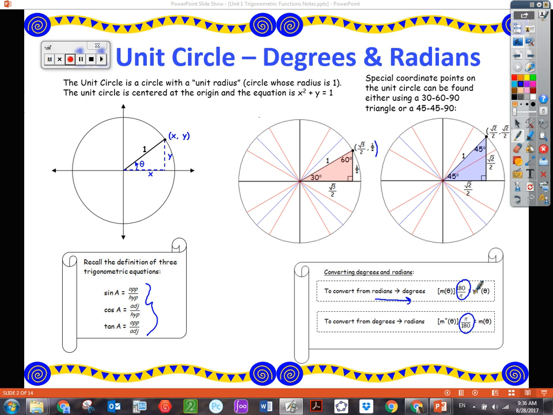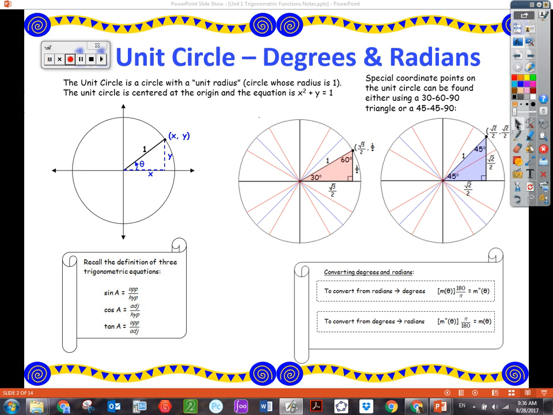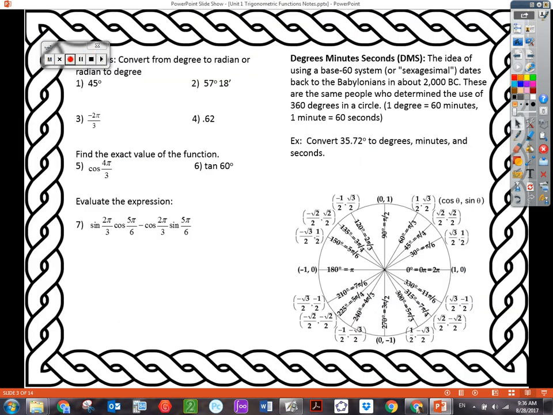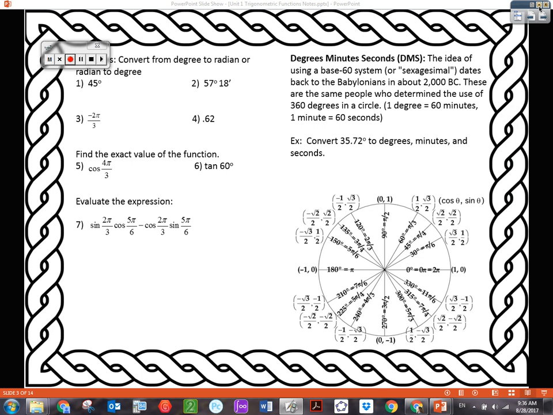See if there's anything else we need to talk about. No, let's go to the second page. Here's where we'll do some practice.